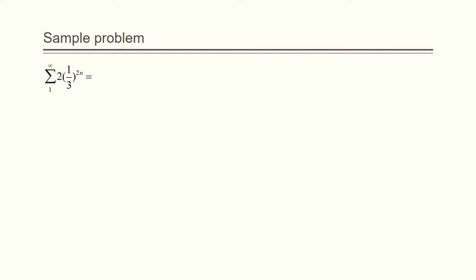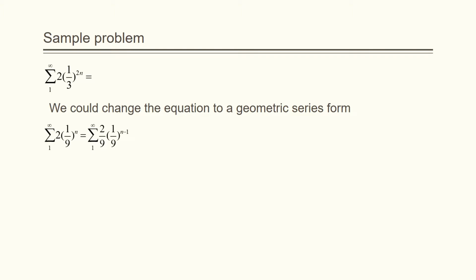In the example of the series from 1 to infinity of 2 times (1/3) to the power of 2n, we could change the equation to a geometric series form. So the series from 1 to infinity of 2/9 times (1/9) to the power of n minus 1. Since r equals 1/9 and the absolute value of r is greater than 0 but less than 1, the series converges.